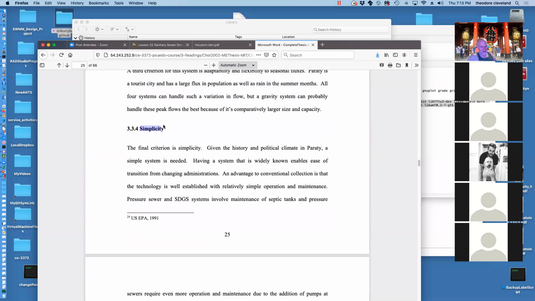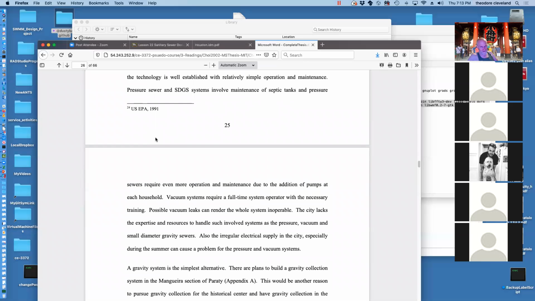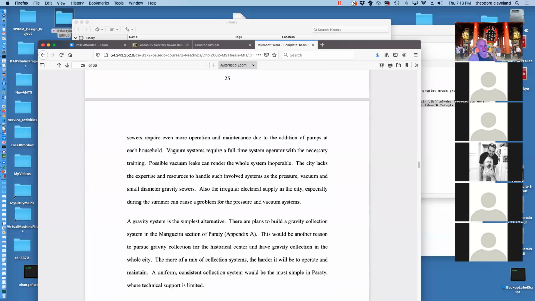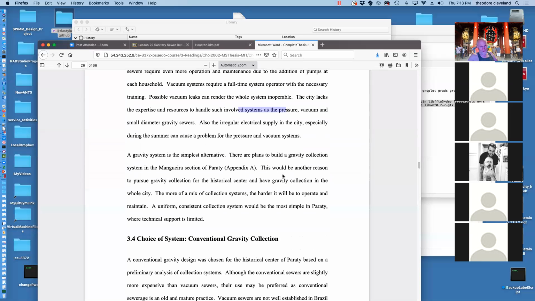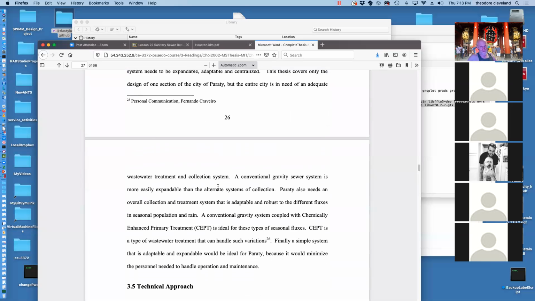The simplicity is important because these things need to work for 50 or 60 years. It can't be overly complex because if it is, the chances of it failing before the end of its service life are quite high. Vacuum systems take a full-time system operator, and a single vacuum leak can render the whole system inoperable. Pressure systems, similar requirements. So ultimately, in this particular study, the choice was a gravity system.